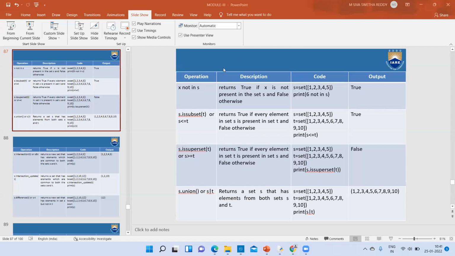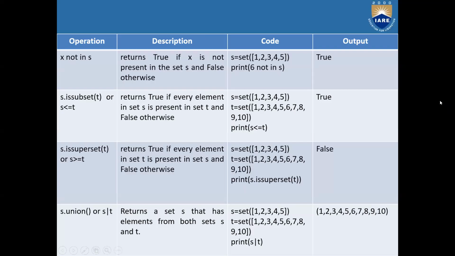Okay, fine. So next is x not in. Not in operation. What does it do? If the element which we have given is not present in the given set, then it will be returning a true. If that element is present in the given set, then it will be giving the false value. Okay. Next we are having is subset.